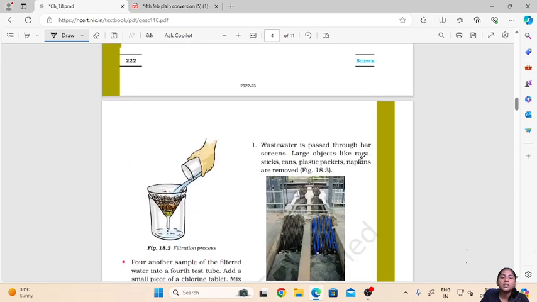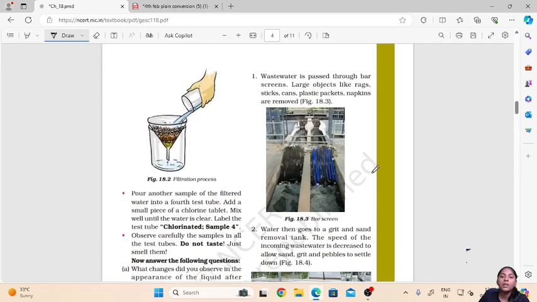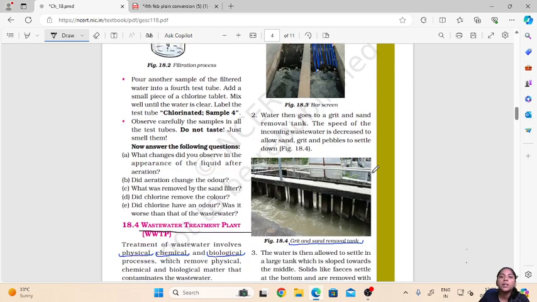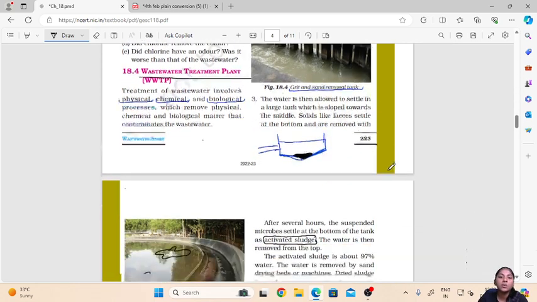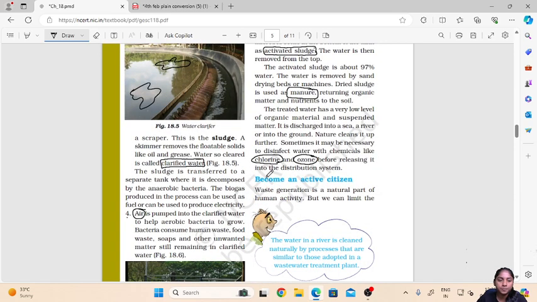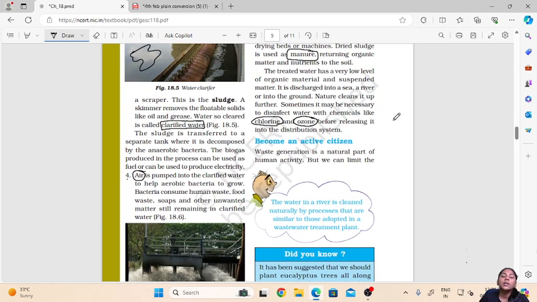So this is how a wastewater treatment plant will work. It will have 4 stages. In the first step, the large objects will be removed. In the second step, the grit and sand, pebbles, all that will be settled and separated from the water. In the third part, the sludge, the feces and solid waste which is there, that will be removed. And in the fourth step, air will be pumped into the water so that aerobic bacteria can grow and consume the rest of the human waste or food which is left in the water. After this, the water can be treated chemically, that is by using chemicals like chlorine and ozone.